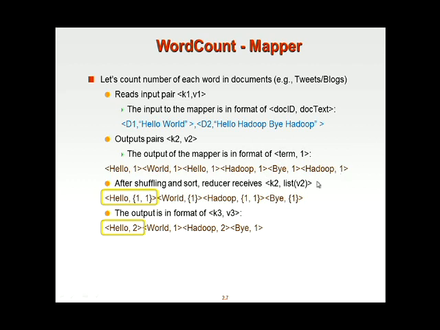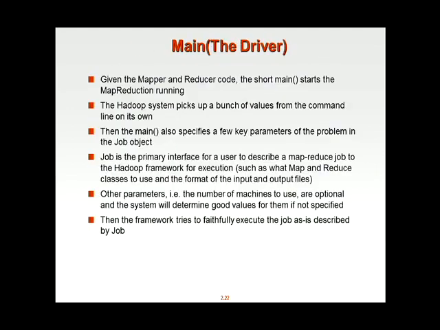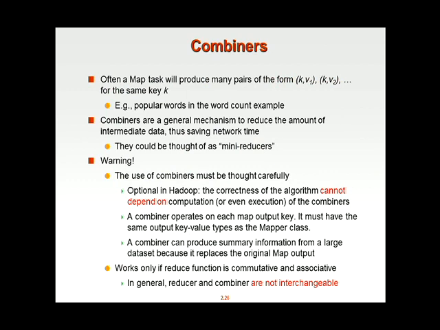With the combiner, what we will get here is Hadoop and 2 as a map output, instead of 2 Hadoop 1 key value pairs. So that's the idea for the combiner. And let's look at more details.